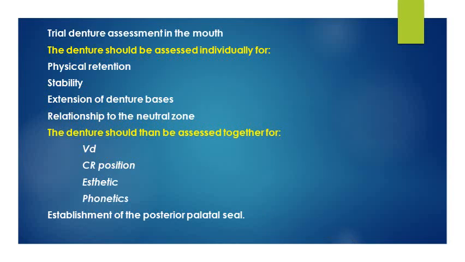The trial denture assessment in the mouth. Now, after we confirm the extraoral, we come to the intraoral examination. We take the denture, insert it inside the patient's mouth, then we check the following. First, we check the physical retention, stability, extension of denture bases, and relationship to the neutral zone. After that, the upper and lower dentures will be assessed together for vertical dimension, centric relation, aesthetics, phonetics, and establishment of the posterior palatal seal area.